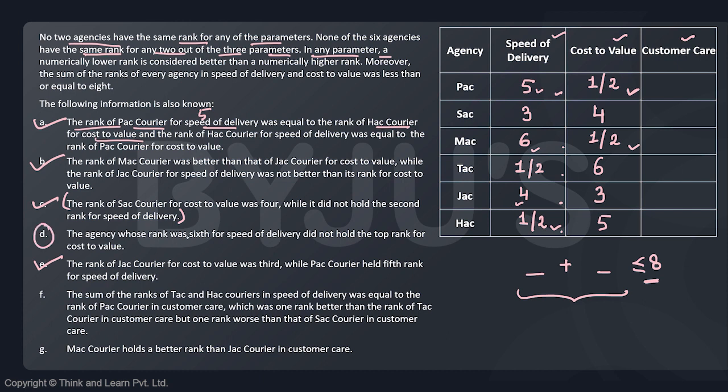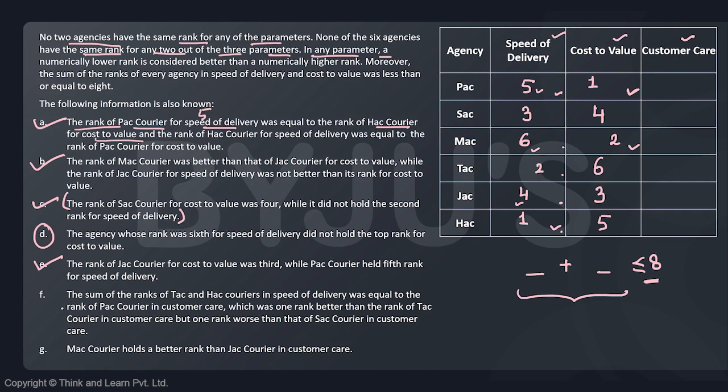The agency whose rank was 6th for speed of delivery, that is this agency, did not hold the top rank for cost of value. So it did not hold the top rank. That means it cannot have 1 here. It must be 2. If it is 2, it must be 1. If it is 1, it also should be 1. If it is 1, this should be 2. So yes, we have got all the values now. 5, 3, 6, 2, 4, 1, 1, 4, 2, 6, 3, 5.